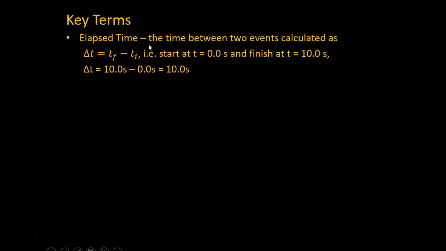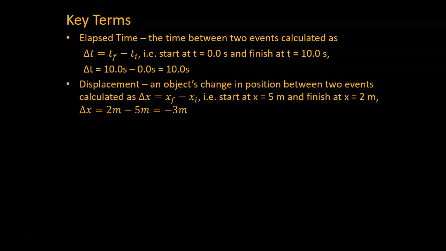First, let's review some key terms. We have elapsed time, and that's the time between two events, calculated as delta t, which is the symbol for elapsed time, is equal to the time of the final event minus the time of the initial event. So for instance, let's say we started at 0 seconds and the object finished moving at 10 seconds. Our elapsed time would be 10 seconds minus 0 seconds for a total elapsed time of 10 seconds.